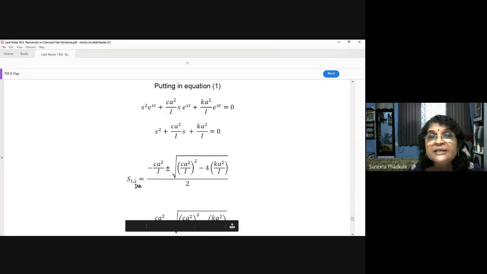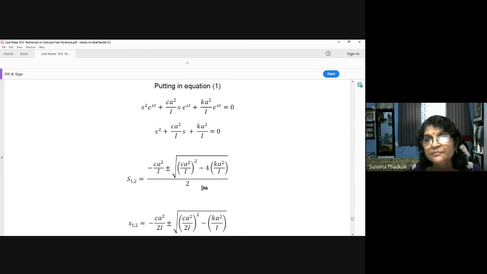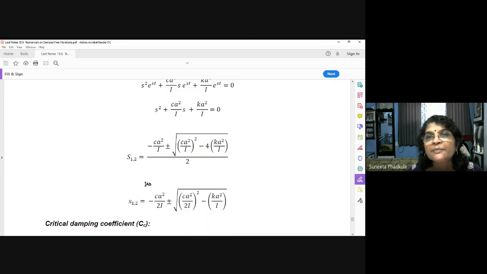So this S1 and S2 is given by this formula for how to find out roots: minus b plus or minus square root of b square minus 4ac upon 2a. Okay. So what is a here? 1. What is b here? C A square upon I. What is c here? K A square upon I. Okay. So from this equation, we have found out the roots of the equation, that is S1 and S2 is equal to, putting the value of b.